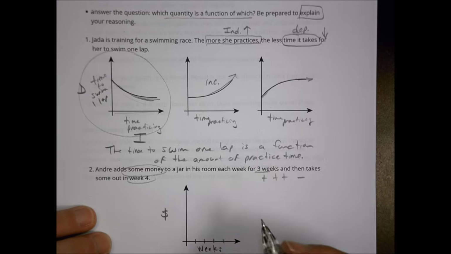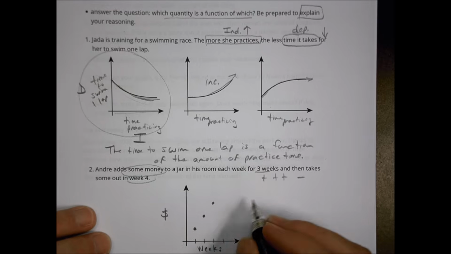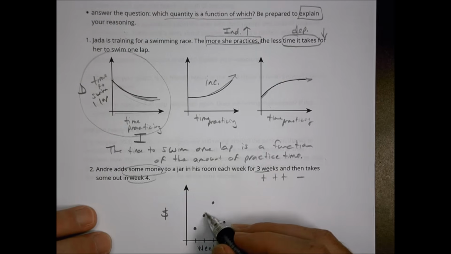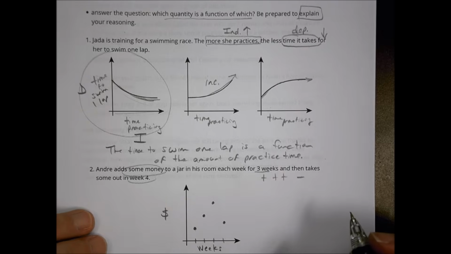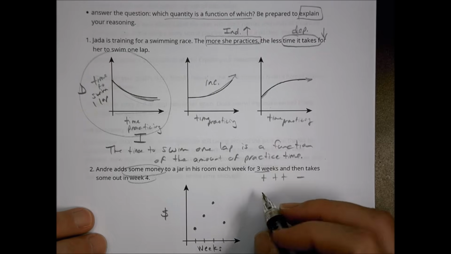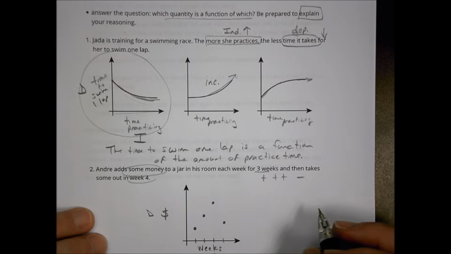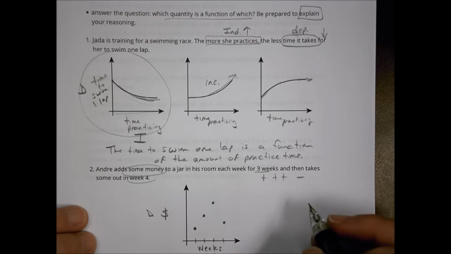Now, what's weird in this one here is we know on like week 1, he adds some money, and he has whatever that's going to be. On week 2, he adds some more money, and it puts him up to this amount there. Week 3, he adds some more money. And on week 4, he takes some out. We have no idea how much he takes out, but he takes some out. So it looks something like this, right? He's adding, and taking some out like so. And so in this case, well, we'd say our independent value is the weeks, our dependent value is the money that he has. That's what that graph would look like, so to speak.